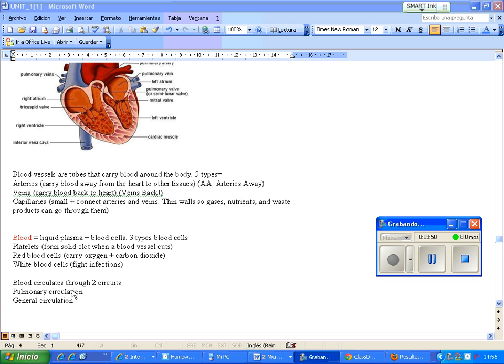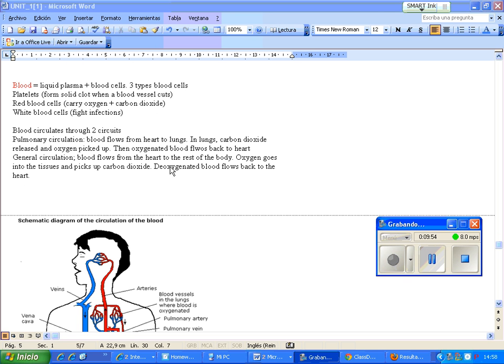The blood circulates through 2 circuits, pulmonary circulation and general circulation. In pulmonary circulation, blood flows from the heart to the lungs. In the lungs, carbon dioxide is released and oxygen is picked up. The oxygenated blood flows back to the heart. In general circulation, blood flows from the heart to the rest of the body. Oxygen goes into the tissues and the blood picks up carbon dioxide. Deoxygenated blood flows back to the heart.